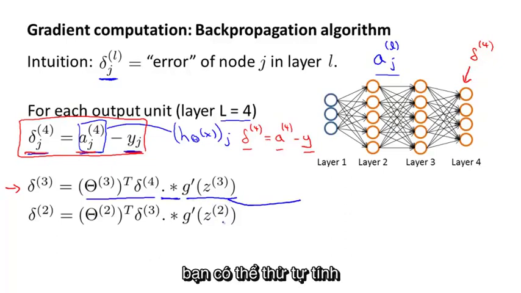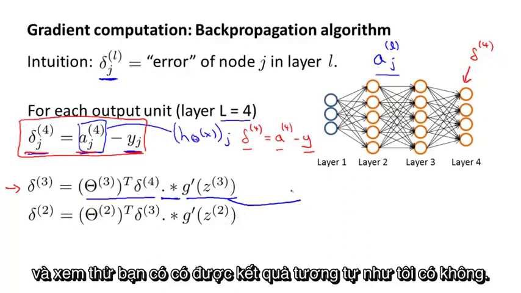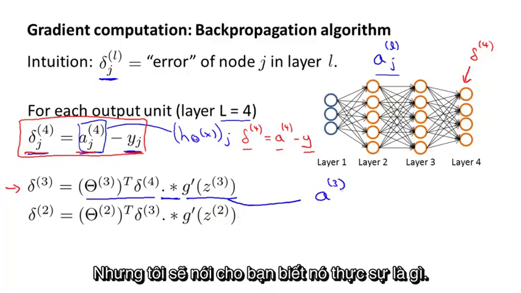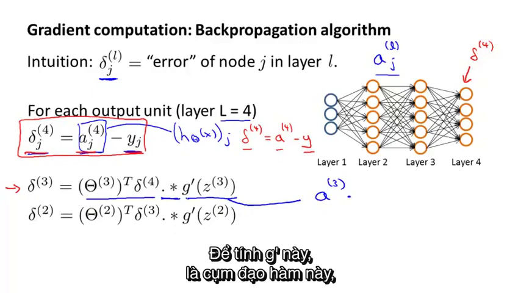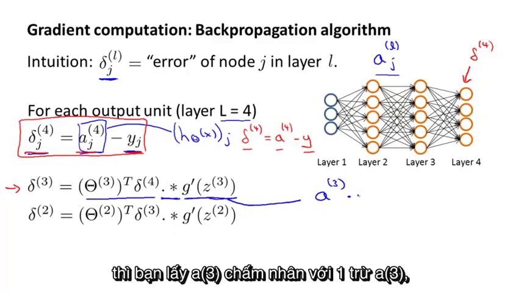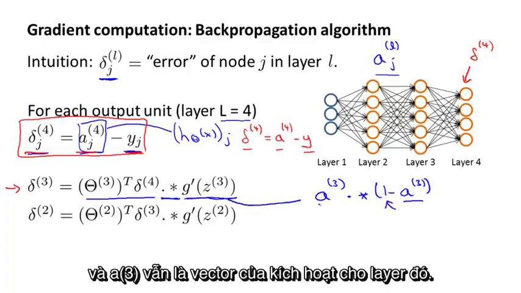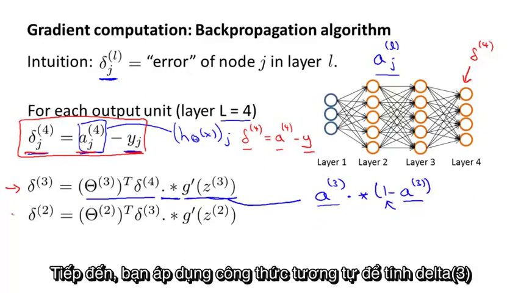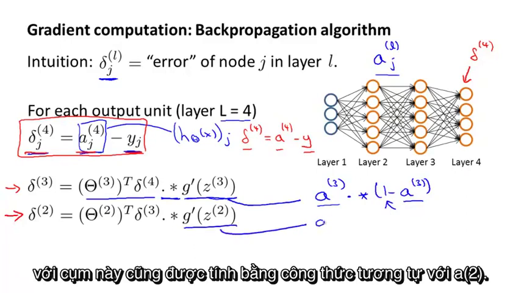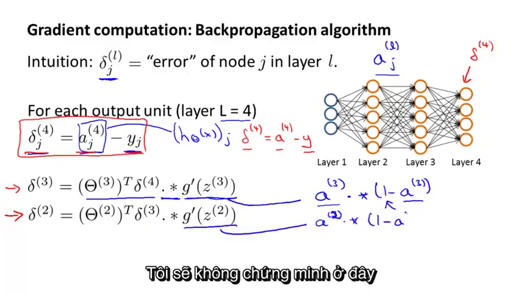If you know calculus, you can try to work it out yourself and see if you can simplify it to the same answer that I get. But I'll just tell you pragmatically what that means. To compute these g prime derivative terms, you just compute a3 dot times 1 minus a3, where a3 is the vector of activations, 1 is the vector of ones, and a3 is again the vector of activation values for that layer. Next, you apply a similar formula to compute delta 2, only now using a2, like so.